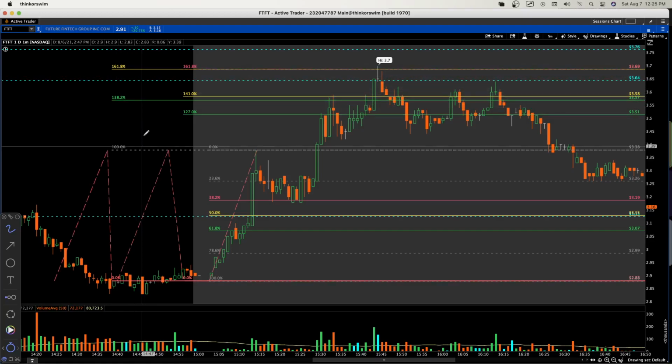161.8 obviously stayed the same. So you got rid of this 127, and instead of 141, you got 138.2. So as you can see, that's why I like the ones that I use better. But you're welcome to use either. They're both very popular, both of those numbers. Use whichever ones you find when you're back testing that work for you.